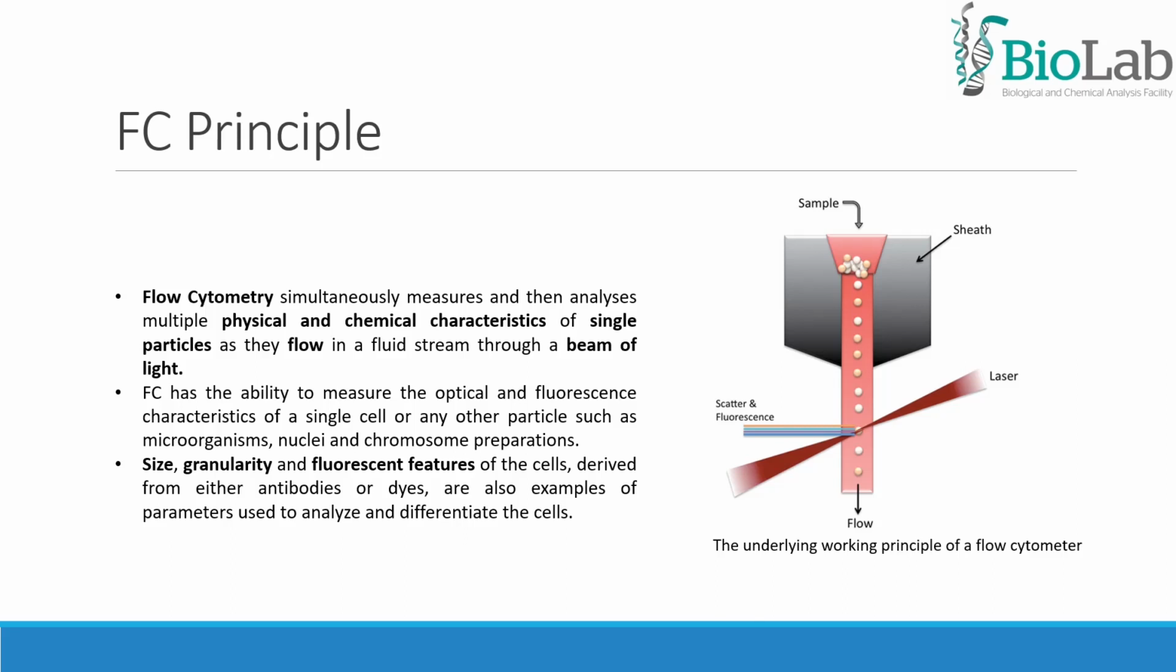Flow cytometry is a technique that measures and then analyzes multiple physical and chemical characteristics of single particles as they flow in a fluid stream through a beam of light. FC has the ability to measure the optical and fluorescence characteristics of a single cell or any other particle such as microorganisms, nuclei, and chromosome preparations. Size, granularity, and fluorescent features of the cells derived from either antibodies or dyes are also examples of parameters used to analyze and differentiate the cells.